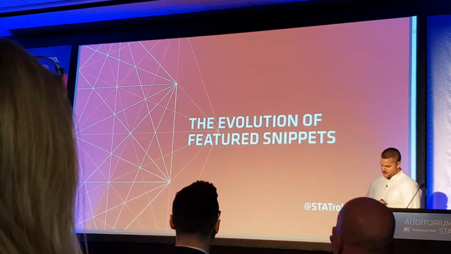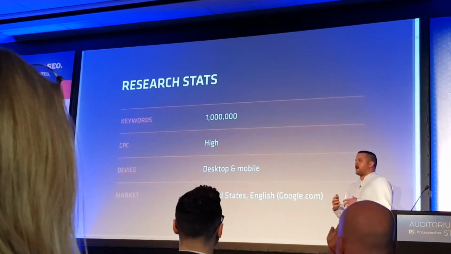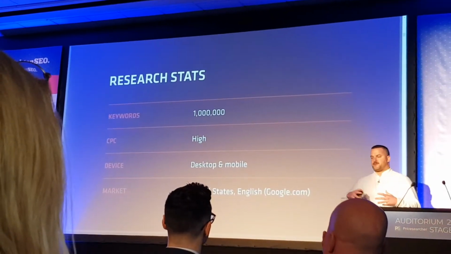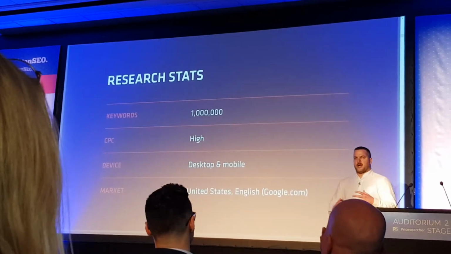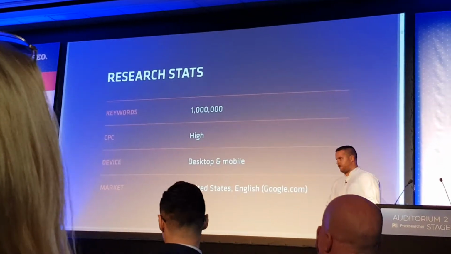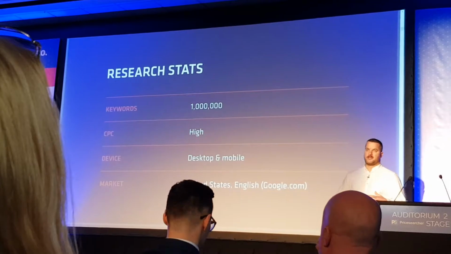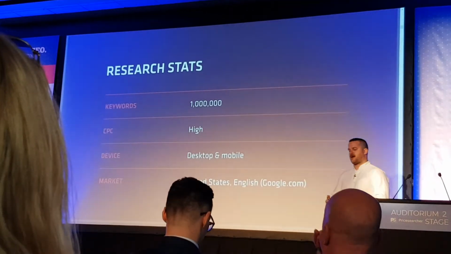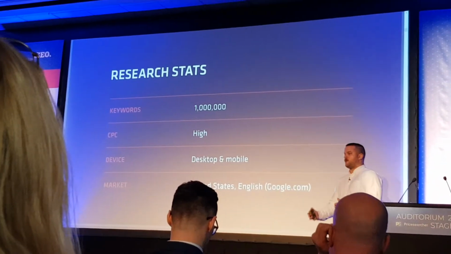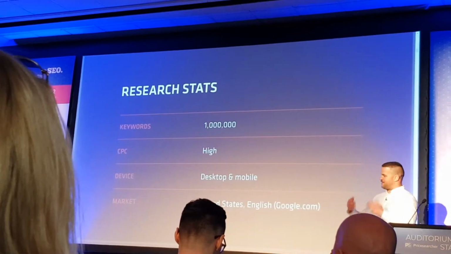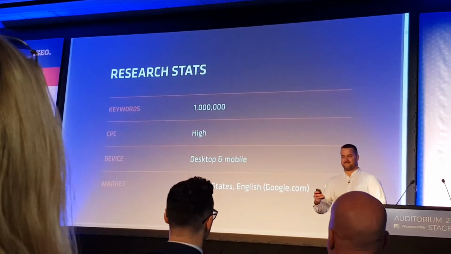Okay, let's do this. In order for us to accurately track the progression of featured snippets, we need to use a static keyword set because it's important for us to compare apples to apples. And in our case, we have a 1 million keyword set that's high CPC keywords that we've been tracking in desktop and mobile in the United States on Google.com. And I apologize that it's American data, but it's the best I can do.